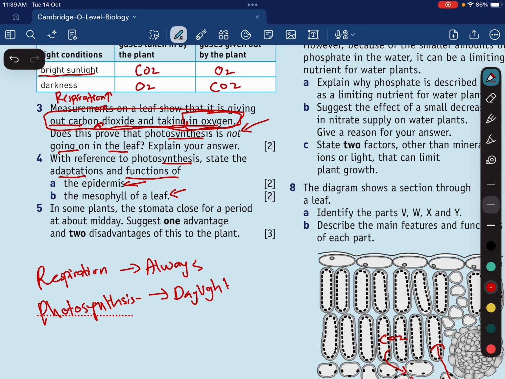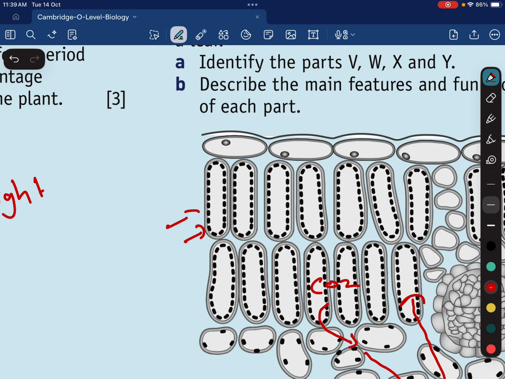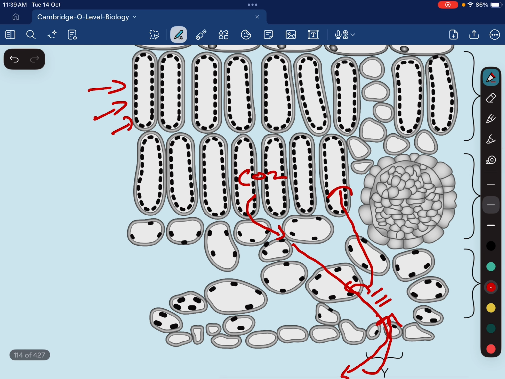With reference to photosynthesis, state the adaptation and functions of the epidermis and the mesophyll cells. Okay, so firstly, the mesophyll cells, let's get to that. There's palisade mesophyll and there's spongy mesophyll. The palisade mesophyll cells have, as we can see over here, many chloroplasts, which helps increase the absorption of sunlight, which ultimately increases the photosynthetic activity of the cell, the rate of photosynthesis.